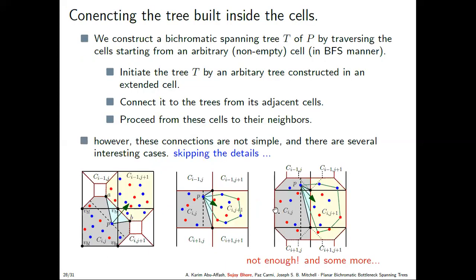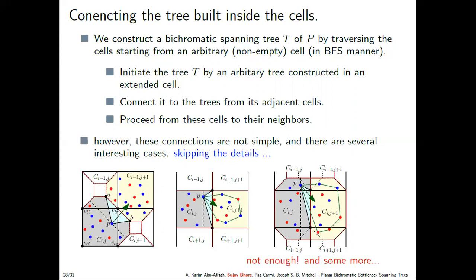Now we are connecting the trees that are built inside each of these cells, and then we want to stitch each of these cells to finally construct a total solution. This is done in the following manner. We construct a bichromatic spanning tree T of P by traversing the cells starting from an arbitrary non-empty cell in the breadth first search, or BFS, manner. So we initiate the tree T by an arbitrary tree constructed in an extended cell. We connect it to the trees from its adjacent cells, and then we proceed from these cells to its neighbors.